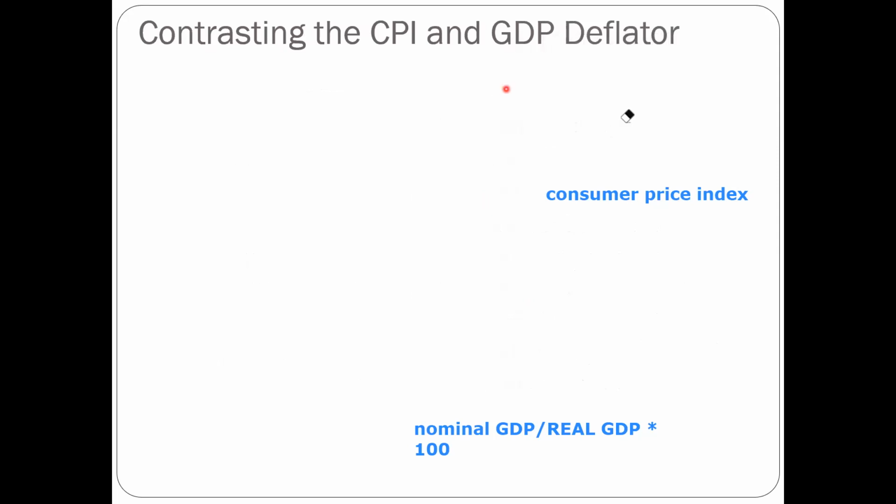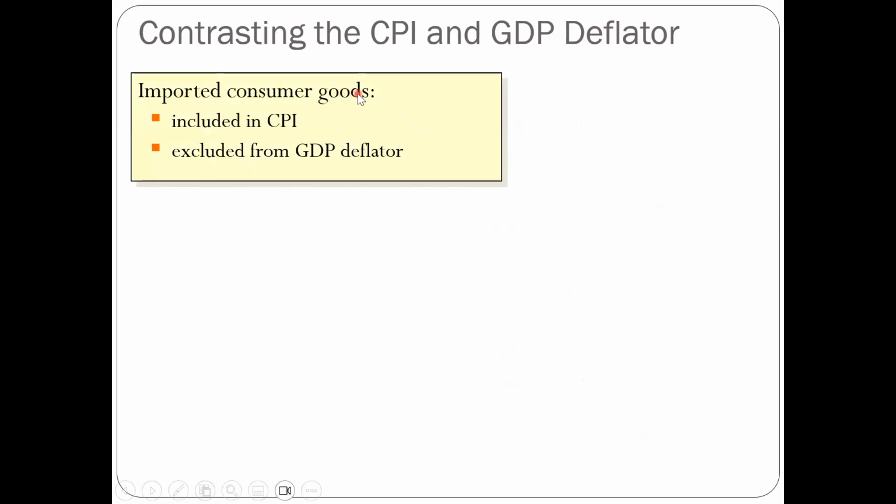So when we want to focus more on this difference, we have to know that imported consumer goods are included in the CPI because consumers may buy imported goods, while the GDP deflator is related to the goods and services produced domestically. This means that imported consumer goods are excluded from the GDP deflator.